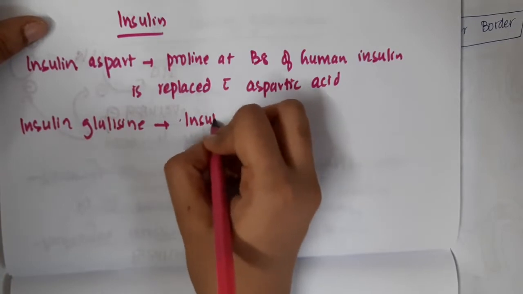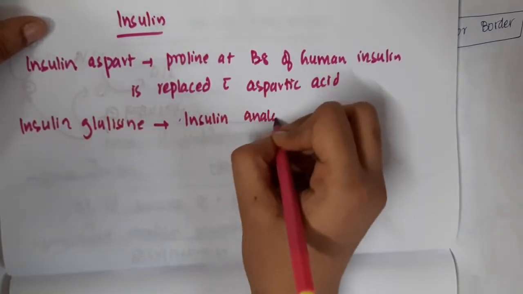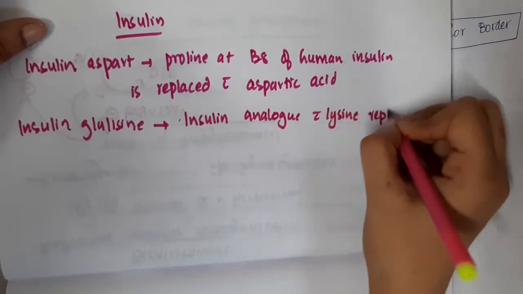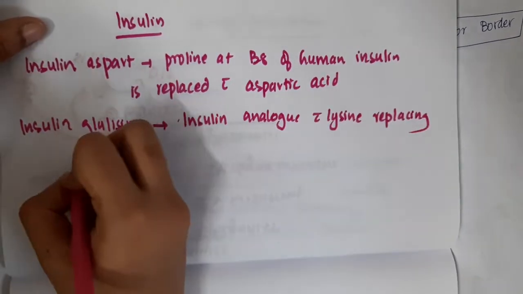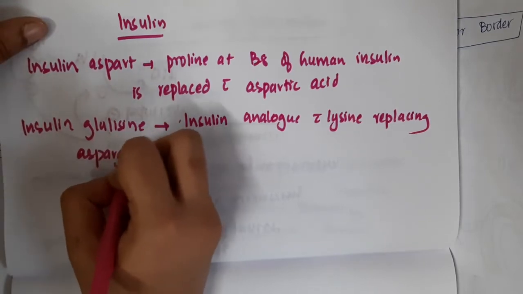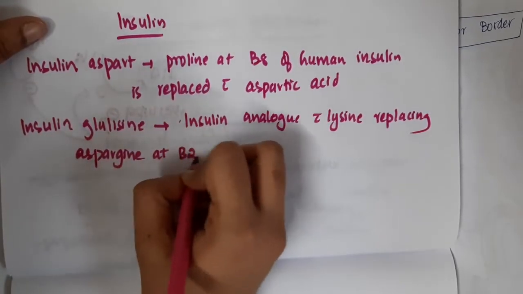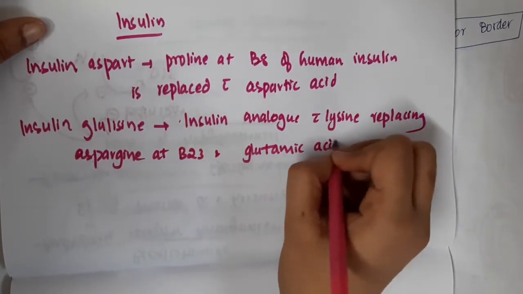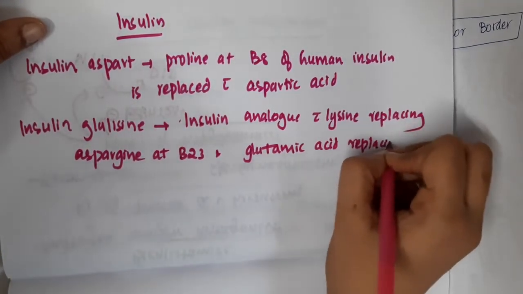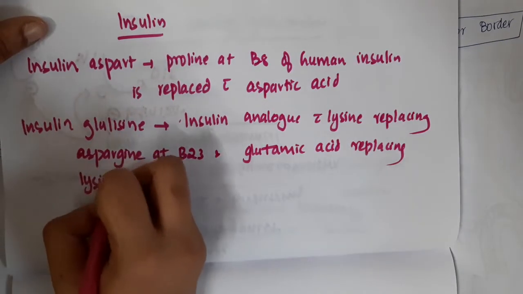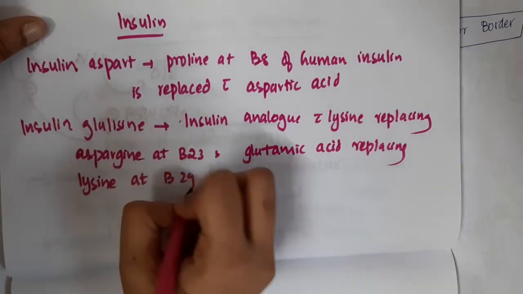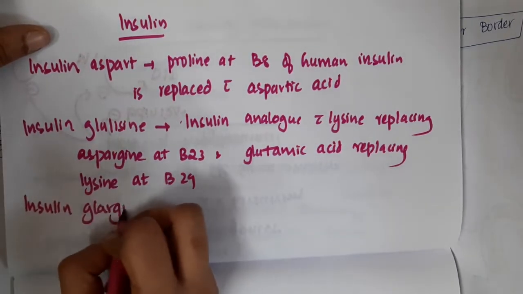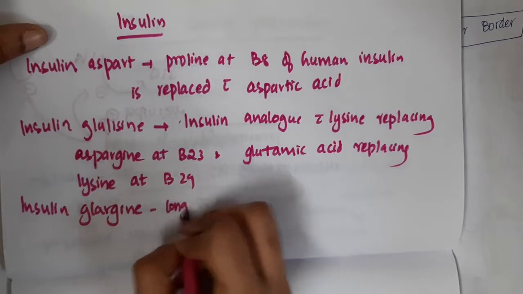It is an insulin analog with lysine replacing asparagine at B3 and glutamic acid replacing lysine at B29.